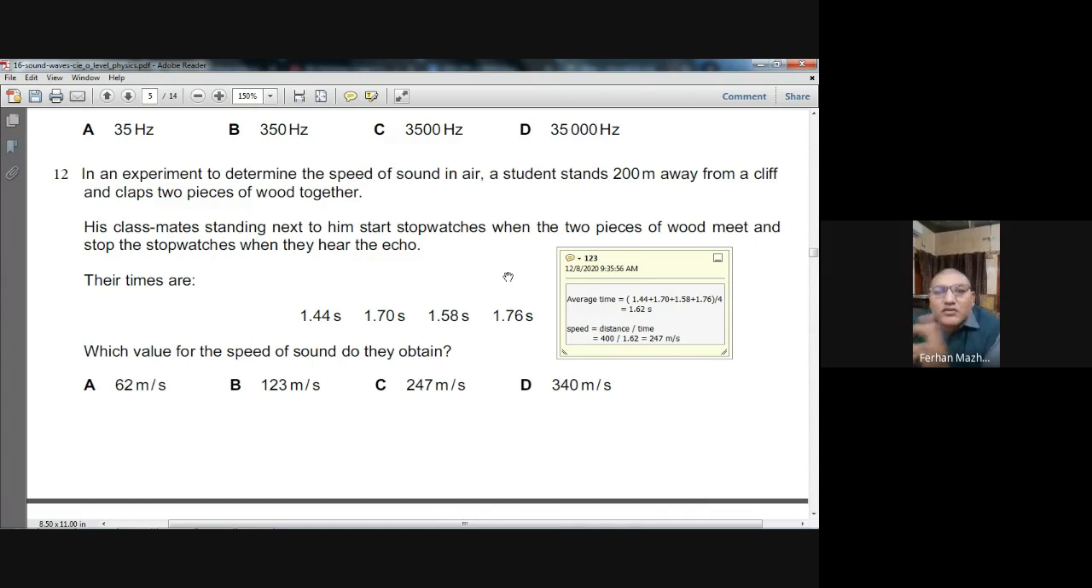I don't get the sound. Internet issue. I was not able to hear you because your voice was going up and down due to internet.